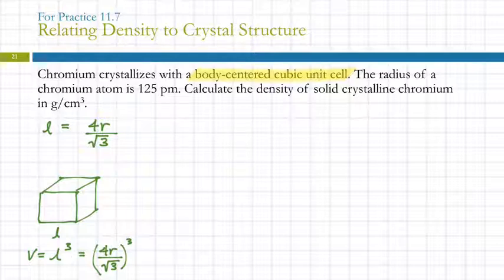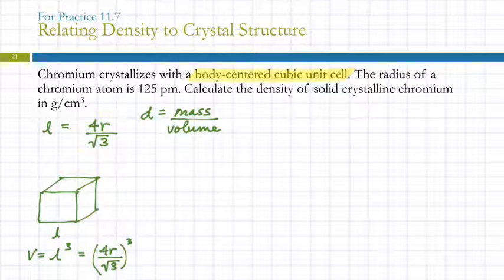So that's kind of information that we worked out in a previous problem. It's asking us for the density. So what is density? It's the mass divided by the volume. And it's specifically asking for grams per cubic centimeter. So what we need to do is find the mass of this cubic unit cell, and we need to find the volume of the cubic unit cell.